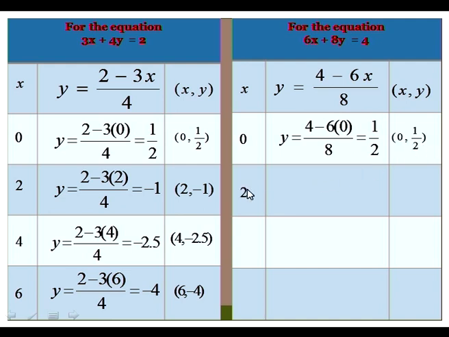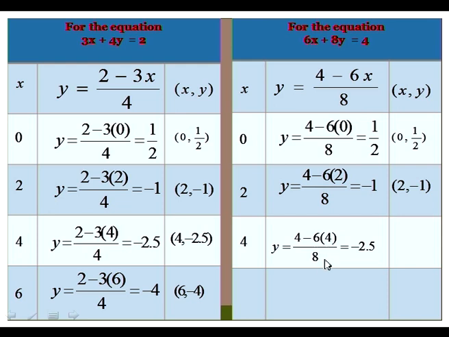Now, for x value being 2, my y value would be (4 - 6 times 2)/8, which is equal to -1. So, our ordered pair is (2, -1). And if my x value is 4, then y value would be (4 - 6 times 4)/8, which is equal to -2.5. And our ordered pair would be (4, -2.5).